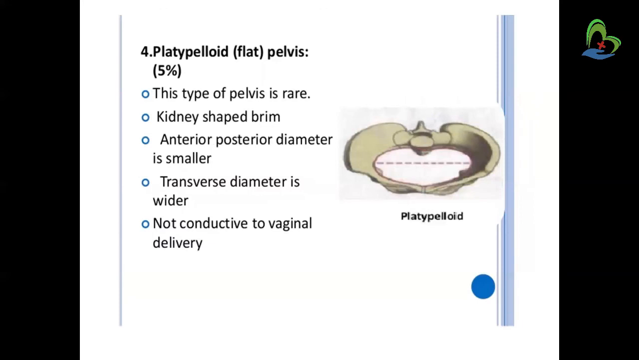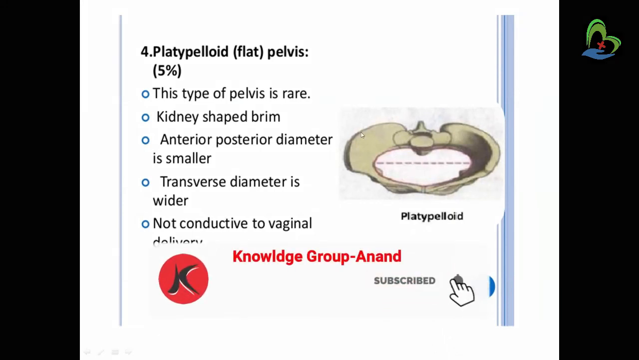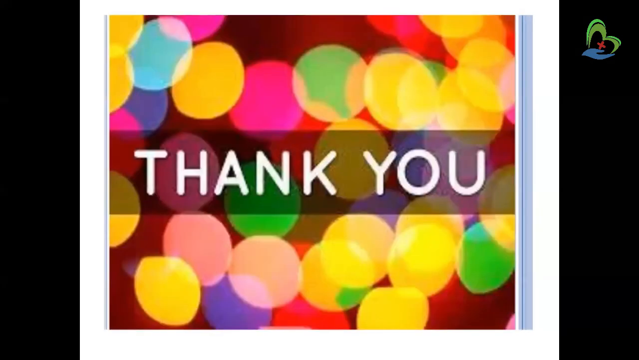Now the platypelloid, also known as the flat pelvis. This type of pelvis is very rare and the brim is kidney shaped. The anterior posterior diameter is very small because of the kidney shape, so the transverse diameter is wider compared to the rest of the three pelvic types. It is not favorable or suitable for vaginal delivery.